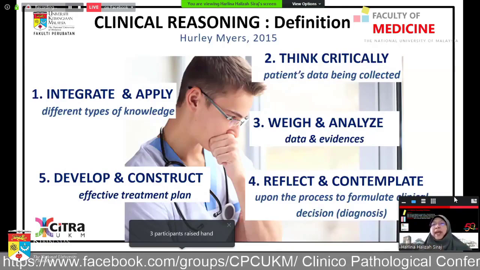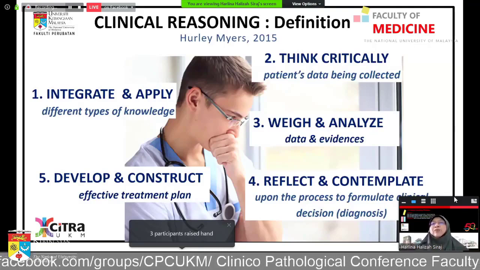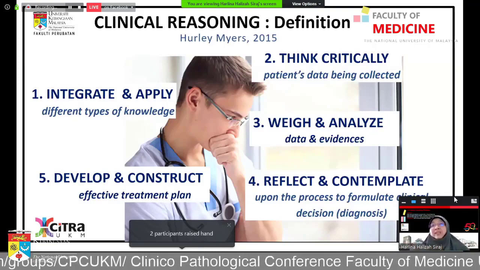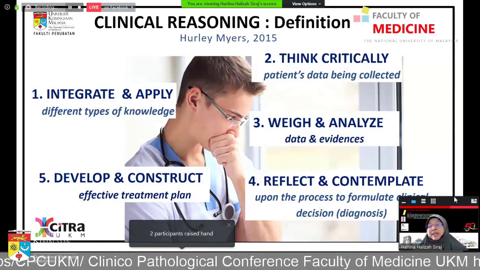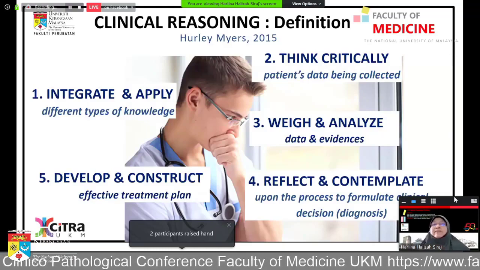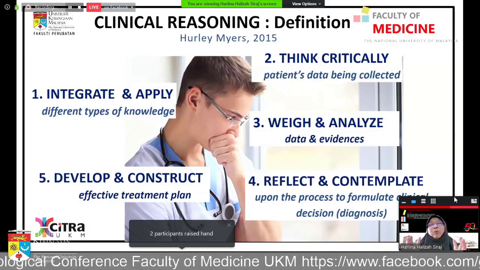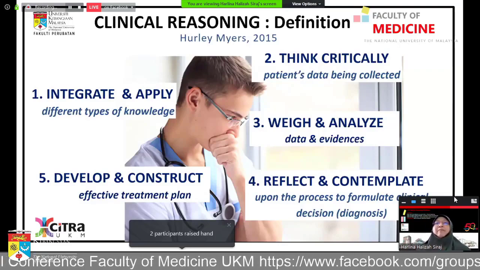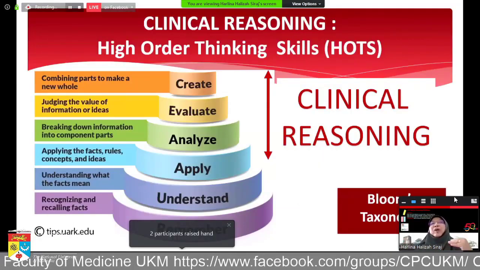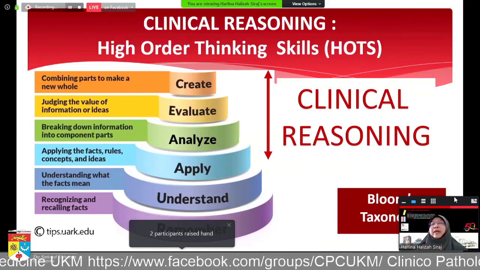Now we need to weigh and analyze all those data and evidence. And definitely we need to reflect and contemplate on the process of coming up to a decision, which is diagnosis, treatment, and also prognostication of our patient, and to develop and construct effective treatment plans. So basically this is what clinical reasoning is all about. And well, this is definitely a higher order thinking skill. And it's not just about remembering or understanding.